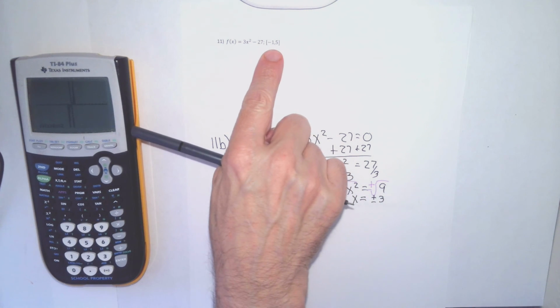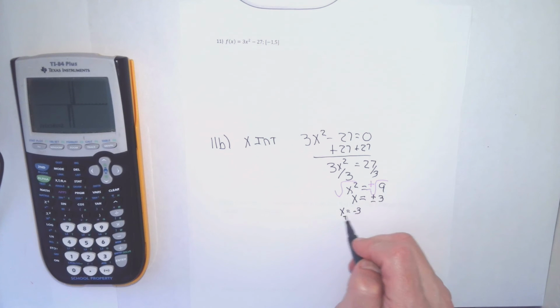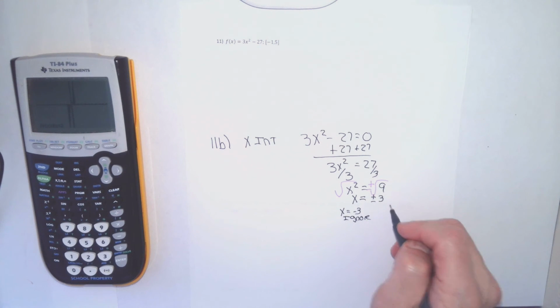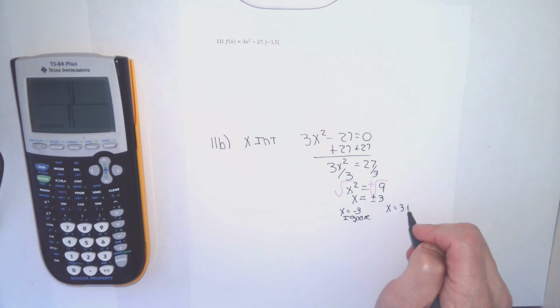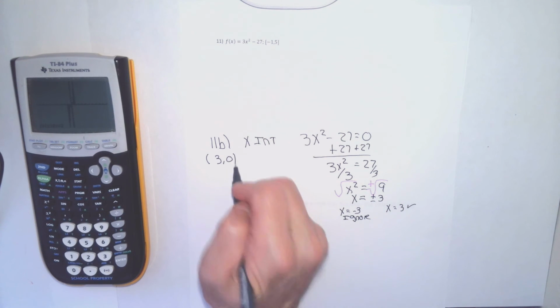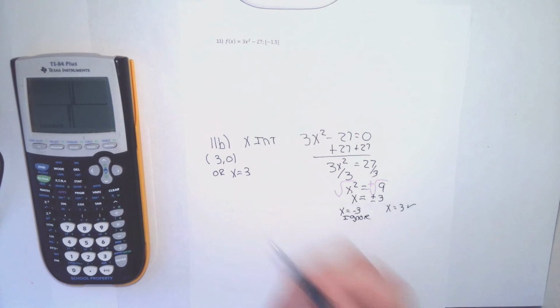And I'm only looking for values between -1 and +5. So I'm going to ignore the x equal to -3 because it's not between -1 and 5. And I'm going to keep the x equal to 3. For my answer to part B, I'll write 3, 0, but realistically, saying x equal to 3 is fine.